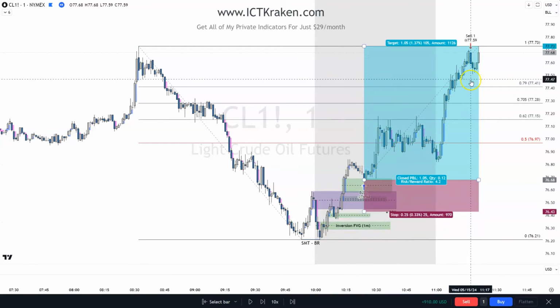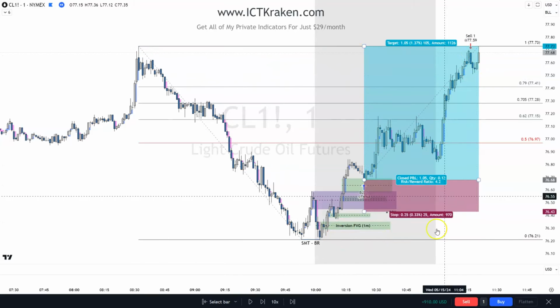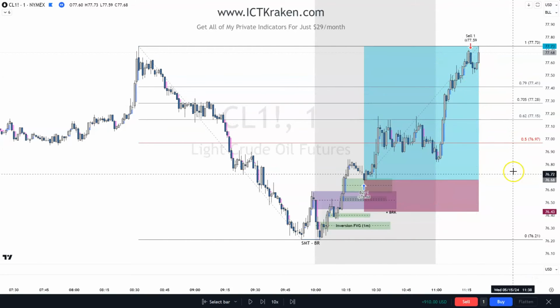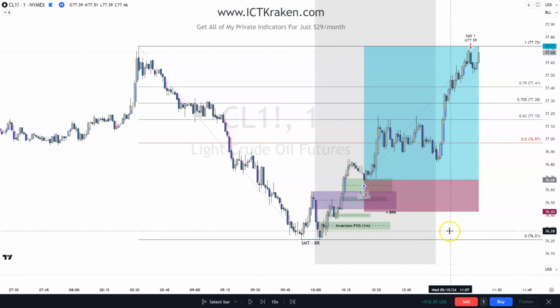So we got a trade. We took a trade up here. We got almost $1,000, $910, because of the way I managed the trade. And that is your AM silver bullet trade for Wednesday, May 15th.